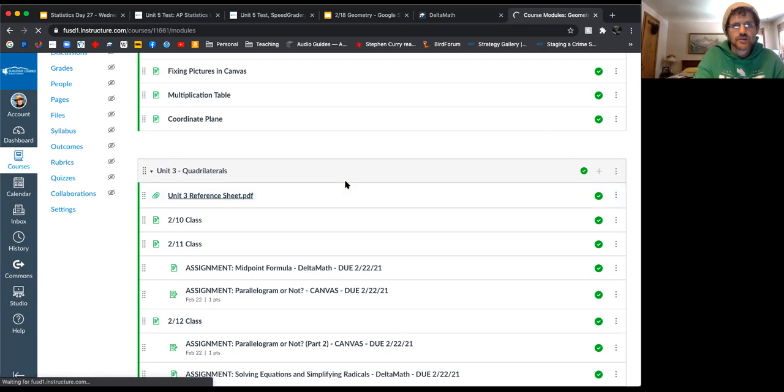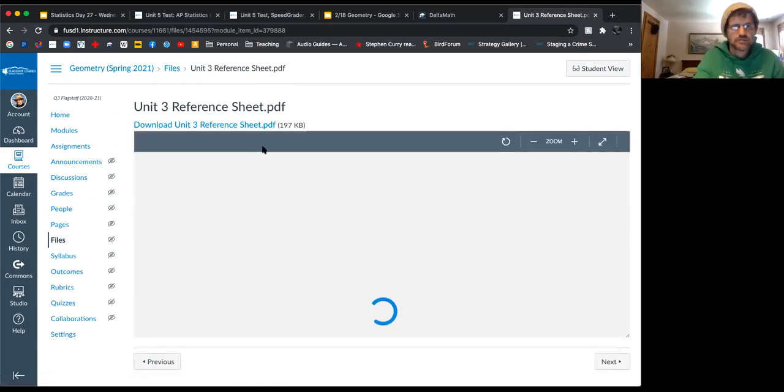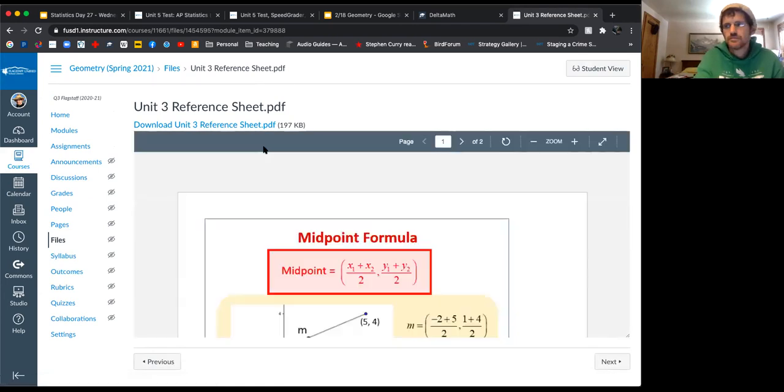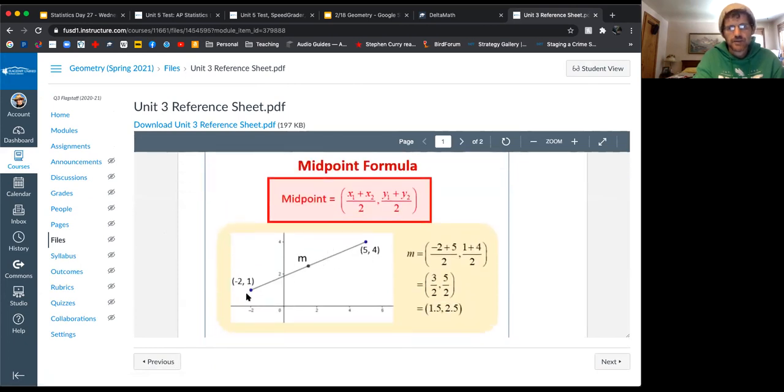So there's going to be an example for you here. This will pull up in just a second. So there's the midpoint, and there's an example given. So if you have these 2 points, it shows you how to plug it into your midpoint formula and come up with your midpoint for it. So this is something you can have available while you're doing the test. You do not have to have this formula memorized.